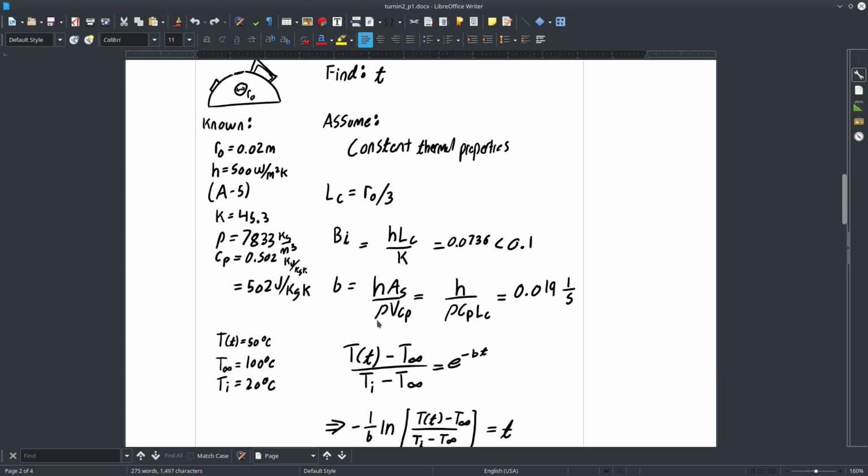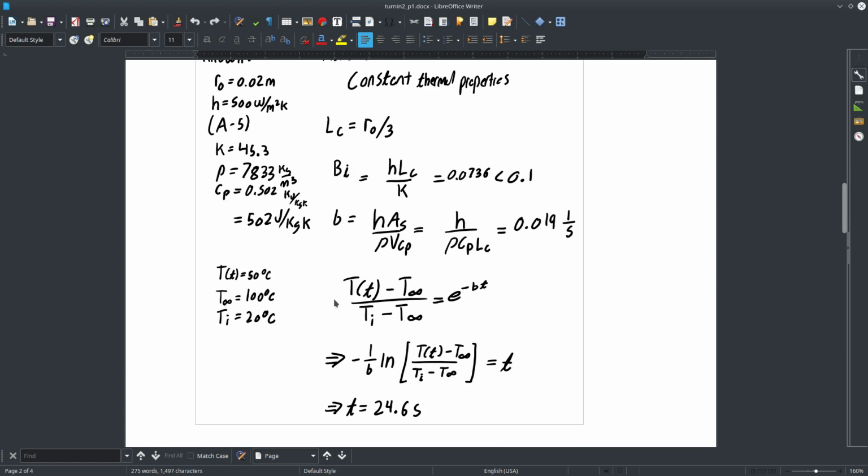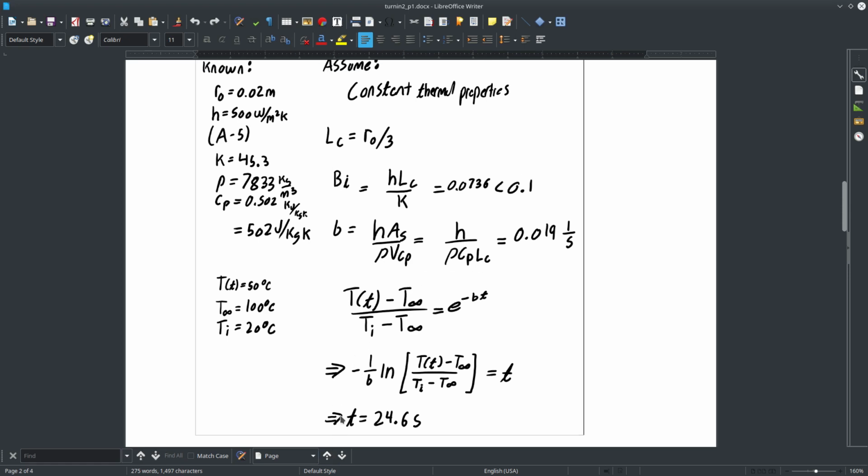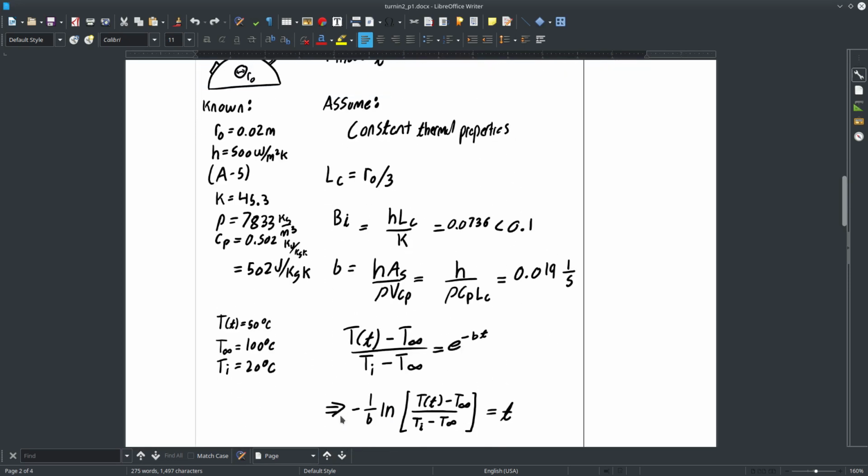So therefore, we will go on to use that this temperature relationship is equivalent to e to the negative bt, with b given here and simplified. We can rearrange that for the time and find the time it will take for that ball to warm to the desired temperature.